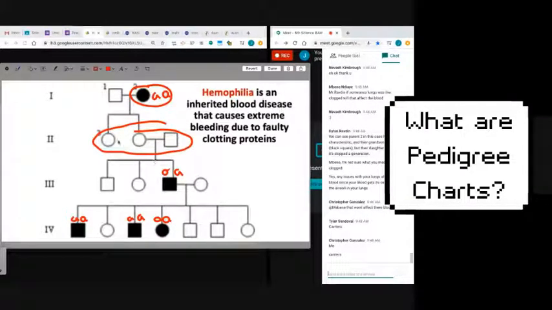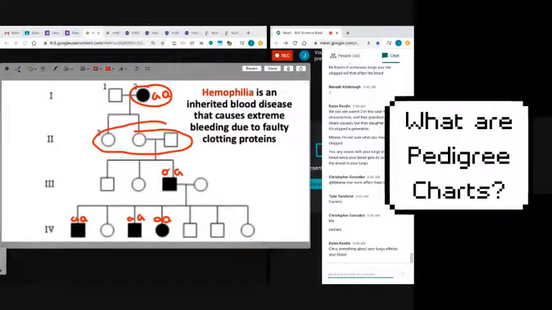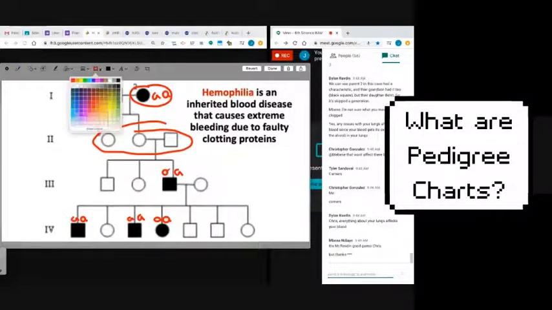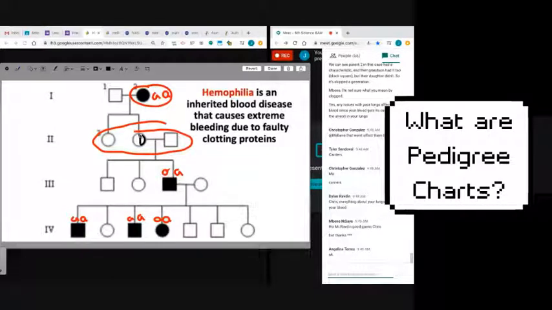I know they're carriers because if they were homozygous dominant, then they wouldn't have any child with hemophilia. And if they were both recessive, then all their children would have hemophilia. But if they're carriers, then there's a lesser percentage chance that their child will have hemophilia, but there's still a chance.